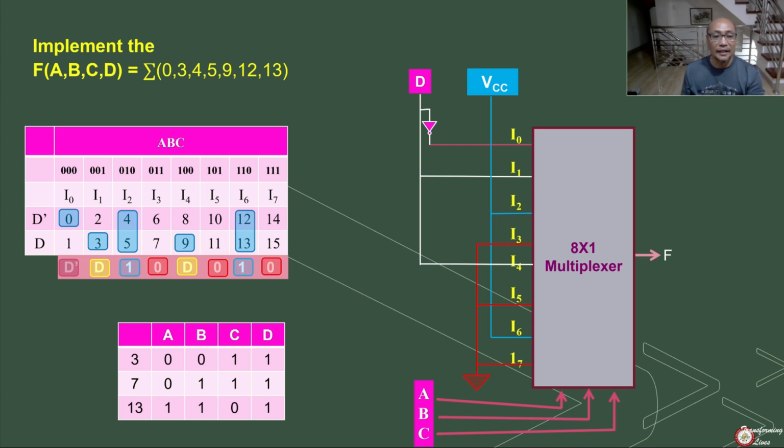Let's try 7. 7 is 0, 1, 1, 1. ABC, which is connected to our select pin, will be 0, 1, 1. With that, we'll be selecting input 3. And input 3 is connected to ground, therefore F will be equal to 0 no matter what the value for D is. Since it is not I4 or I1 that is selected, but rather it is I3.